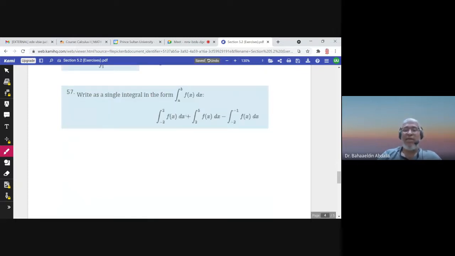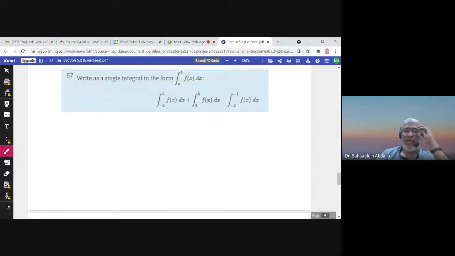Write this as a single integral. I have 3 integrals. The first 2 integrals, I can write as one integral from -2 to 5, because here from -2 to 2, from 2 to 5, so I can write it immediately from -2 to 5 of f of x dx. And I have minus the integral from -2 to -1. But I will change the limits of this integral. By changing the limits, I will have a negative sign. Negative times negative would be positive.